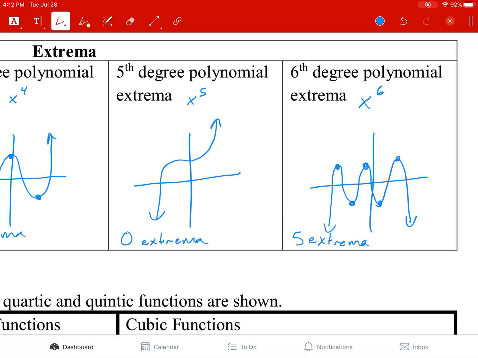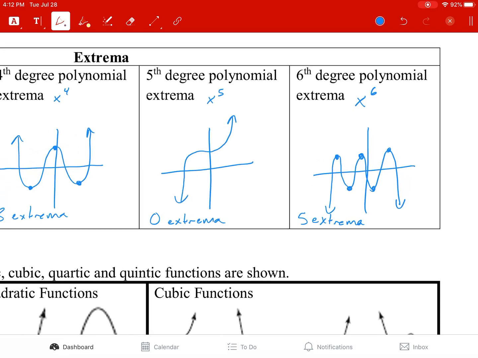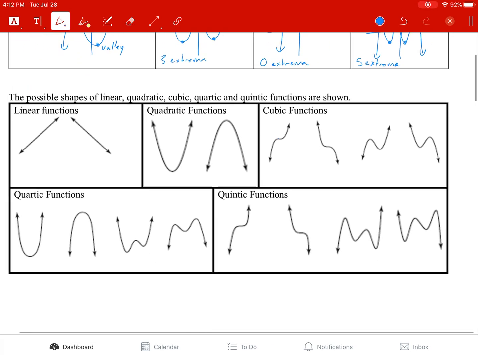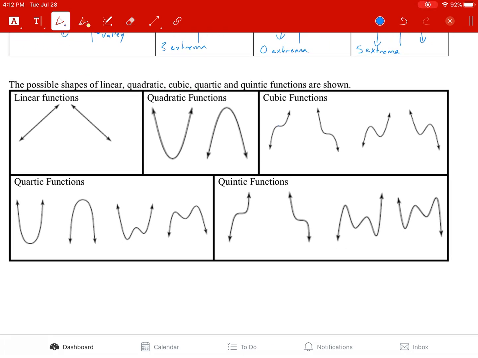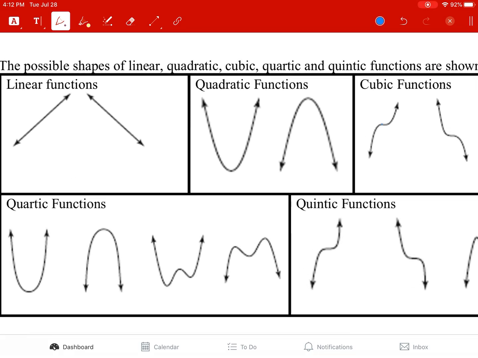So what we're going to do is figure out, is there a way we can figure out just by looking at an equation how many extrema it might have? And there is a way, so let's look at some of these examples. All right, and the first thing we want to look at is the types of functions you might see. So we have linear functions. In this case, there are 0 extrema because, well, there's nothing there. Okay, there's no peak, no valley. So it's going to have no extrema.